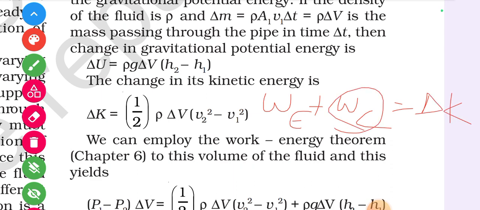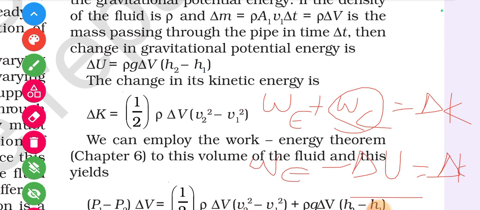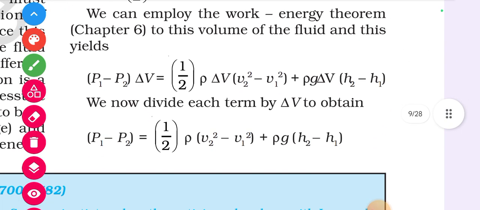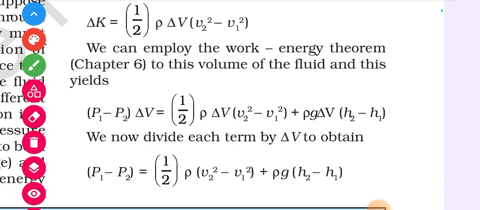What is the work done by the conservative force? This is nothing but negative delta u, the negative of the change in potential energy. And when we send this delta u to the right hand side, the work done by the external force will be delta K plus delta U. The work done by the external force we have calculated, that was p1 minus p2 times delta v.